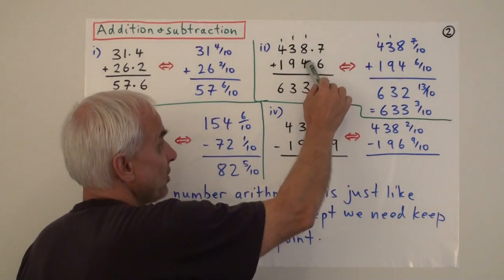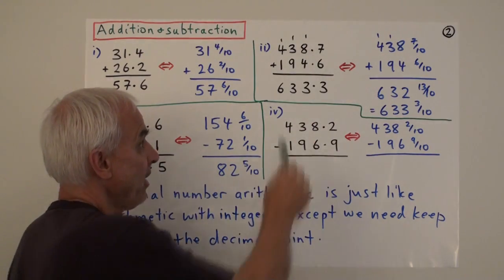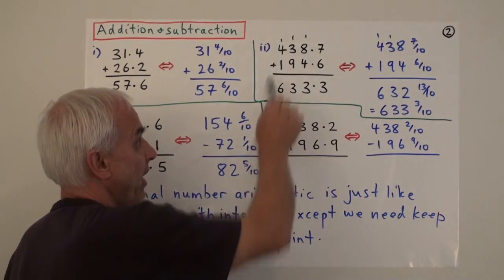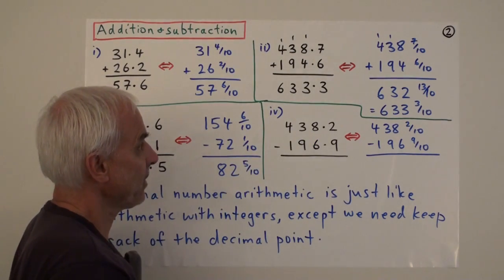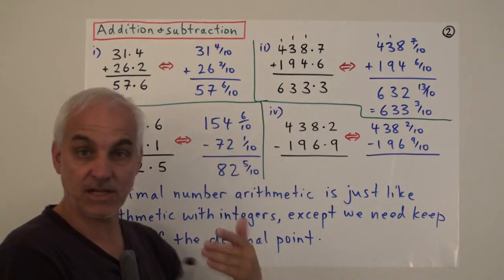And then 8 plus 4 is 12, plus the 1 is 13, so we write a 3 and carry a 1. 3 plus 9 is 12, plus 1 is another 13 and carry a 1. And then we get 6. So we're adding ones, tens, hundreds, just as we usually do.